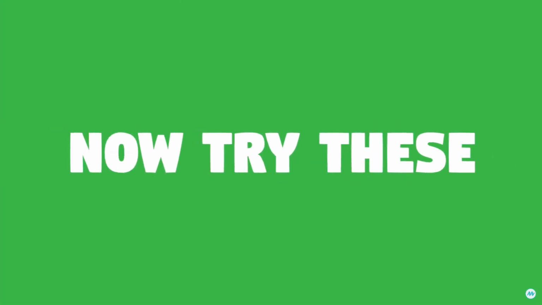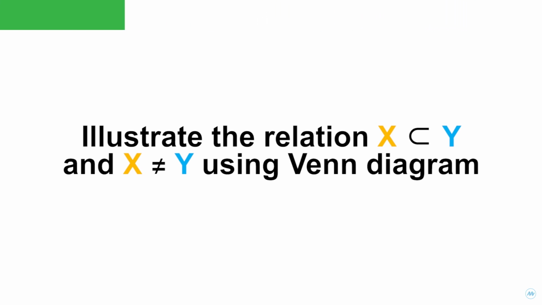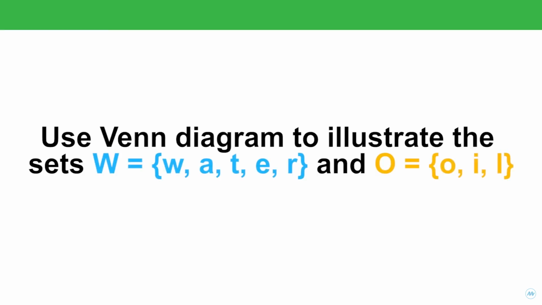Now, try this. Illustrate the relation x is a subset of y and x is not equal to y using Venn diagram. Use Venn diagram to illustrate the sets W, whose elements are W, A, T, E, R, and set O, whose elements are O, I, L.